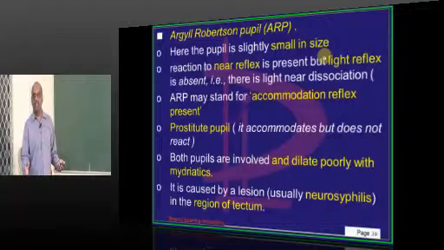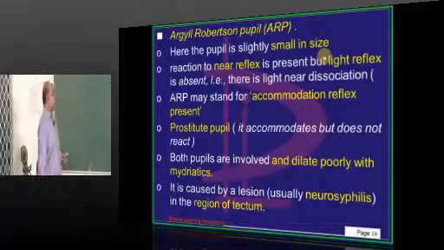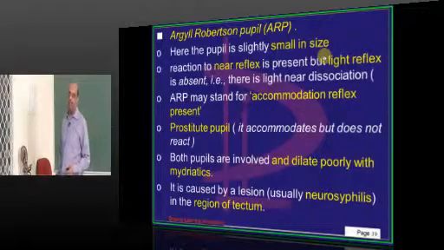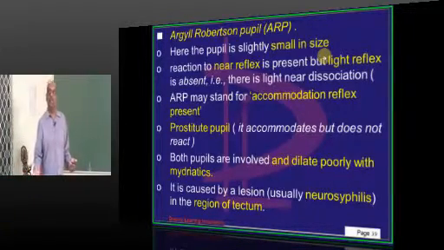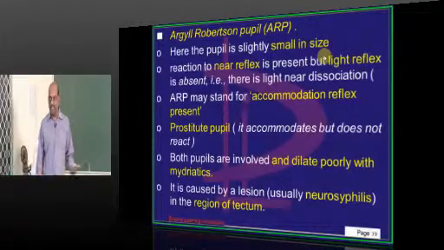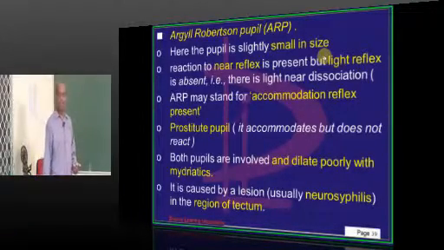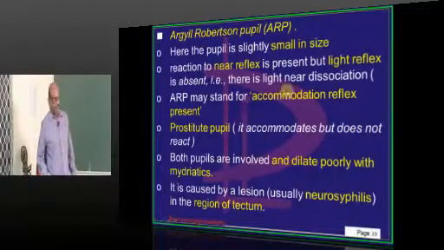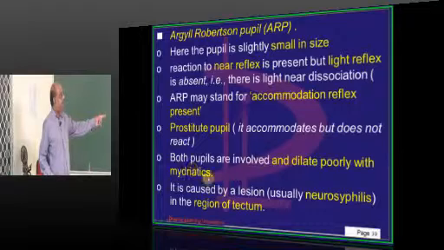Light reflex is absent. What is the other name given for this? Prostitute's pupil. Why? A prostitute will accommodate, but she won't react. So that's the reason, in earlier days. One more reason why they call it prostitute's pupil is that it is common in the case of neurosyphilis.